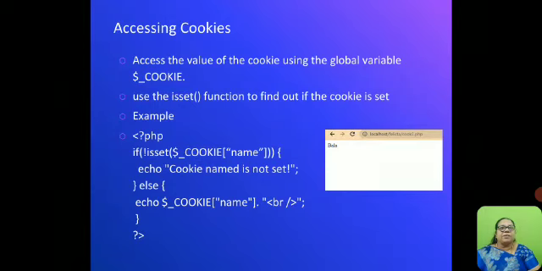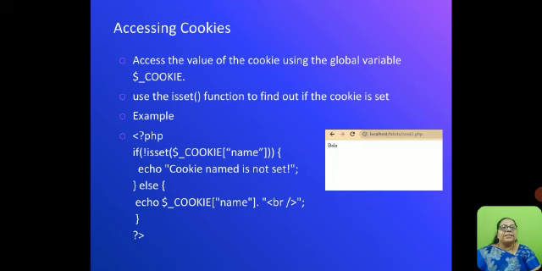Then how to access the cookies? Access the value of a cookie by using the global variable $_COOKIE. Use the isset function to find out if the cookie is set or not. Example, if not isset($_COOKIE['name']), then we have echo cookie name is not set, else echo $_COOKIE['name'].